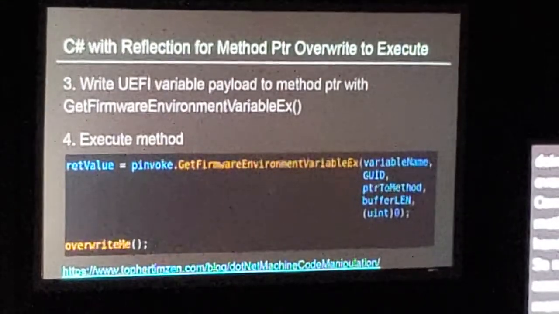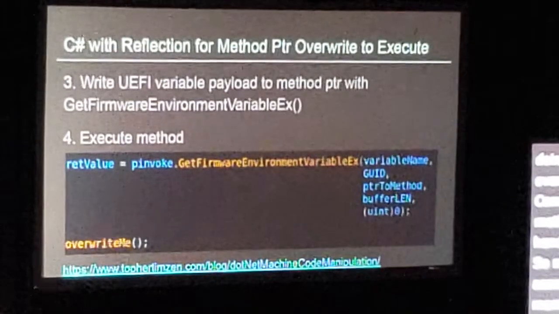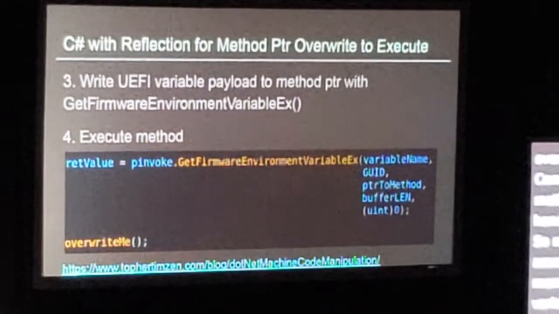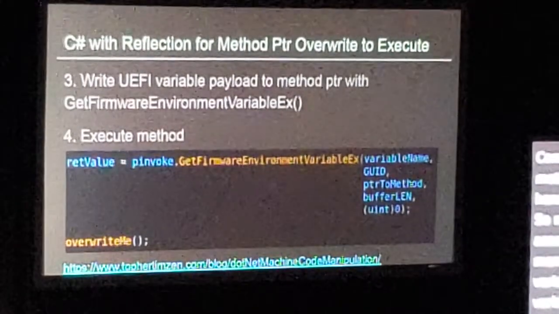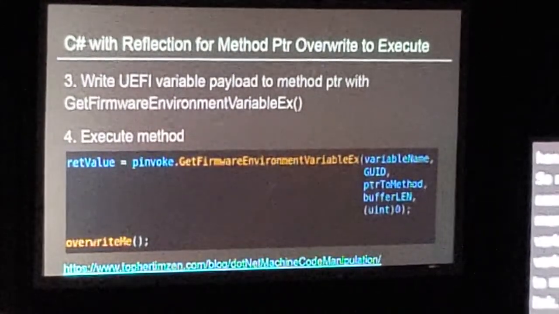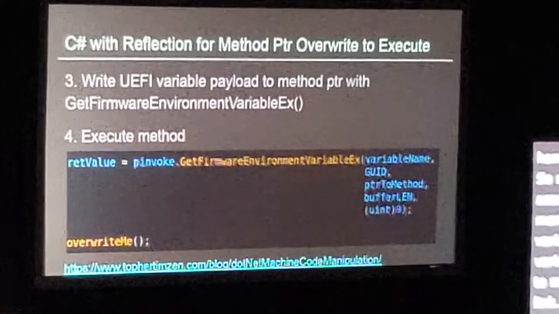You can see the third argument there after the tuple is a pointer to the method, with the fourth argument being the buffer length. That's going to take the NVRAM out, plop it in, and then I can just execute the method called overwrite me as if it was actual C# code and I haven't done anything else.